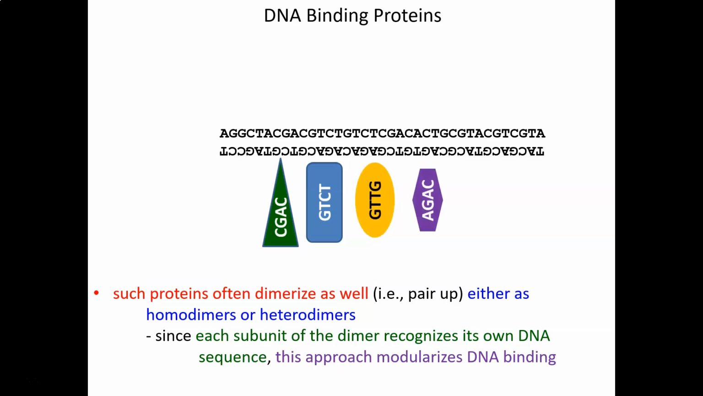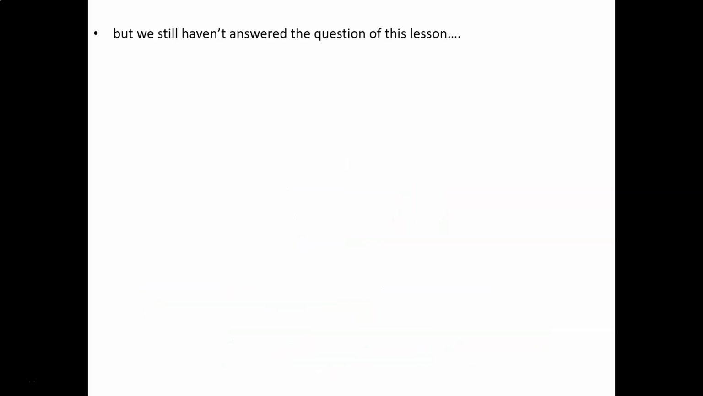So we can mix and match these individual subunits and create dimers that recognize larger sequences that are different than the individual sequences each subunit could recognize alone. So by mixing and matching these subunits, we can get our complexes, our dimers, to bind to specific longer DNA sequences and achieve their binding with more specificity.